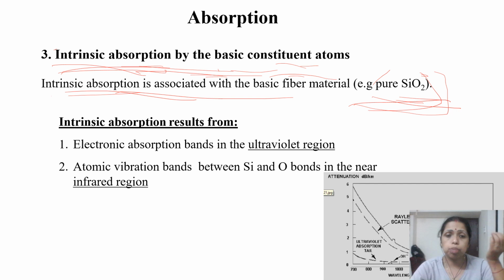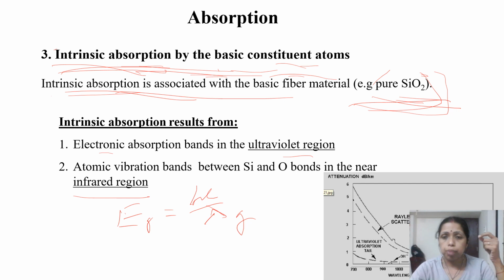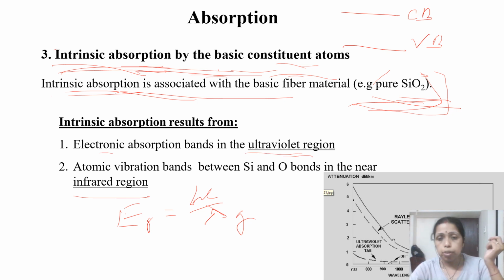Intrinsic absorption may happen in the ultraviolet region and the near infrared region. We know that E is equal to hc by lambda g, okay, where Eg is the band gap of the material. This is the conduction band and the valence band, CB and VB, and lambda g is the wavelength of the light which is incident on the fiber.